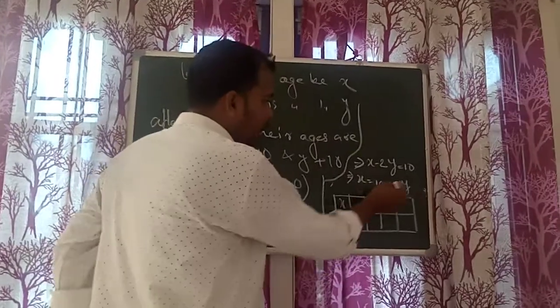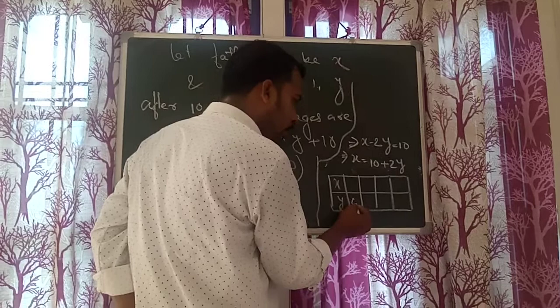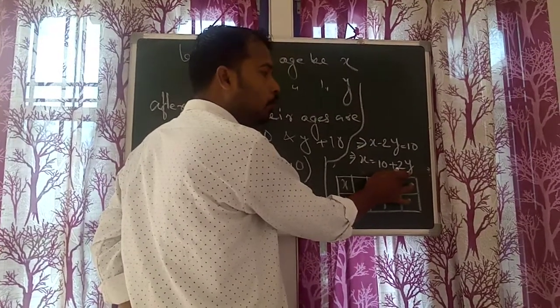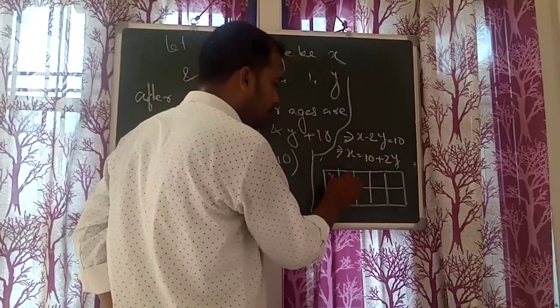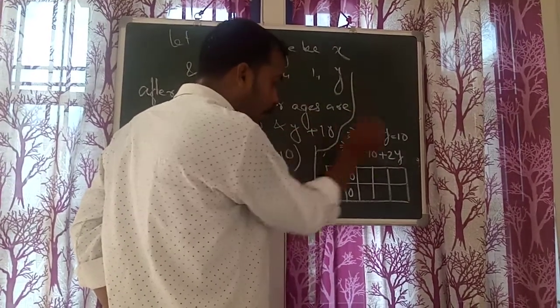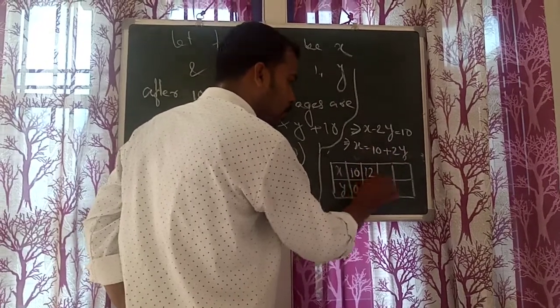Okay, then in place of y we put 0. 2 into 0 becomes 0. Then x is equal to 10. Okay, if you put 1, 2 ones are 2, 10 plus 2 became 12.